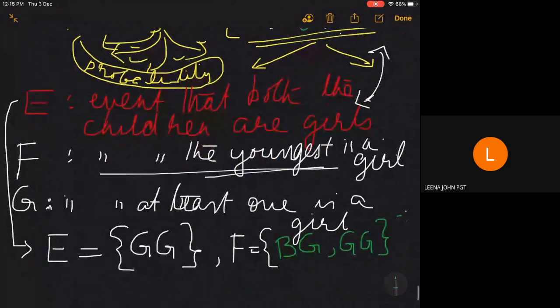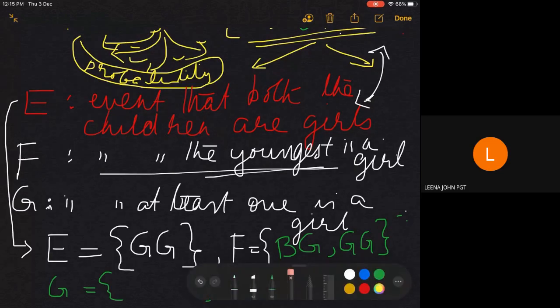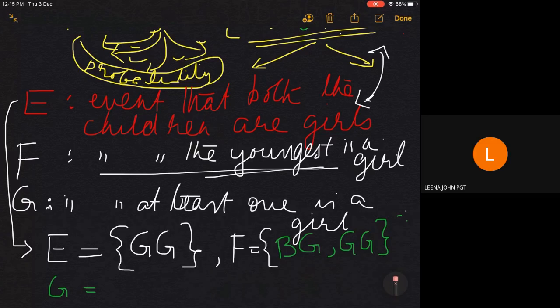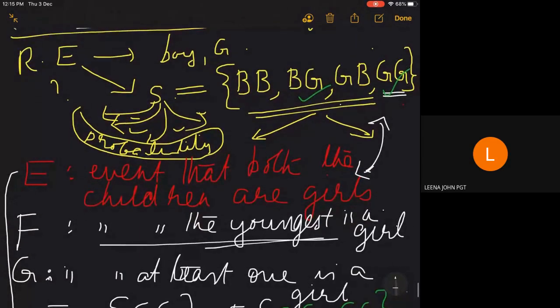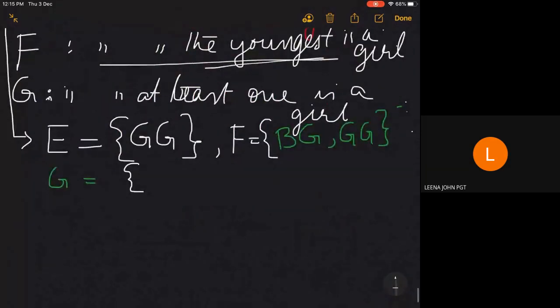Now the last one is G. G equals at least one is a girl. That means at least one must be a girl, minimum one girl. So except BB, everything will come. So we will have the outcomes BG, GB, and GG.